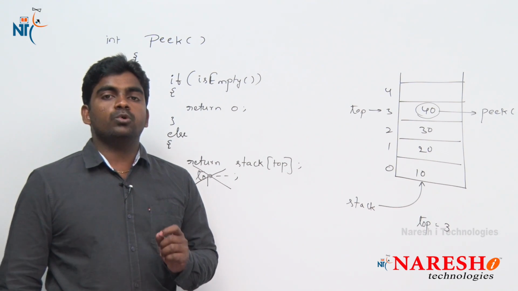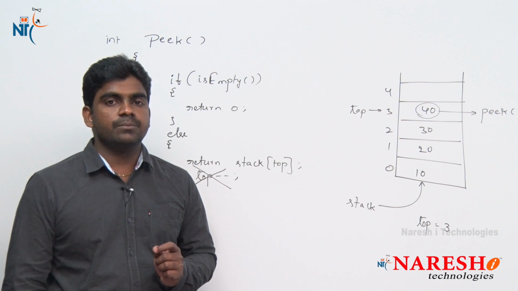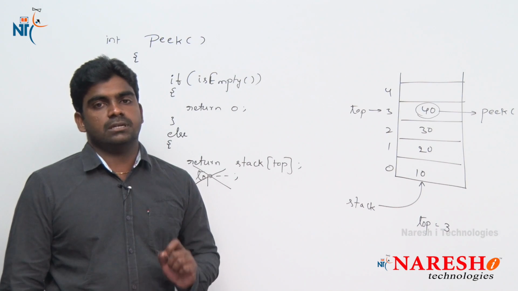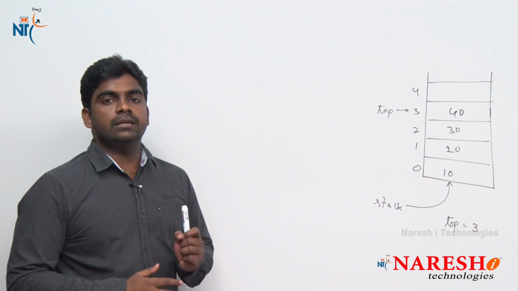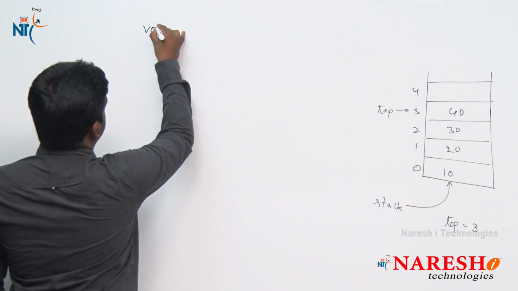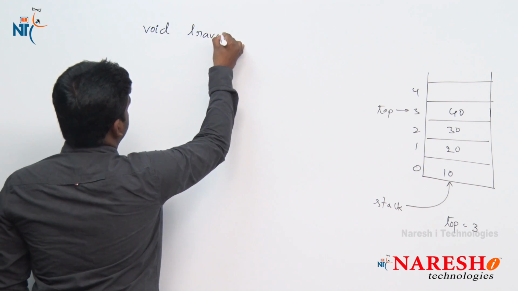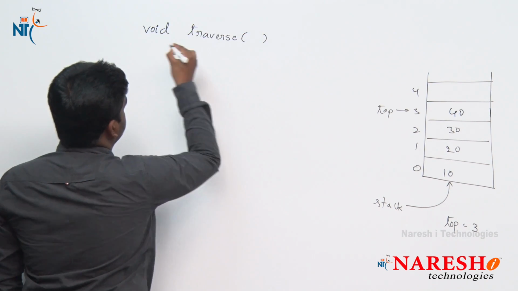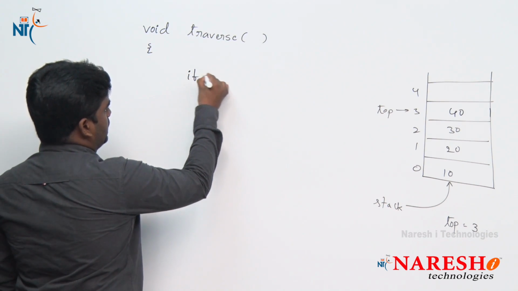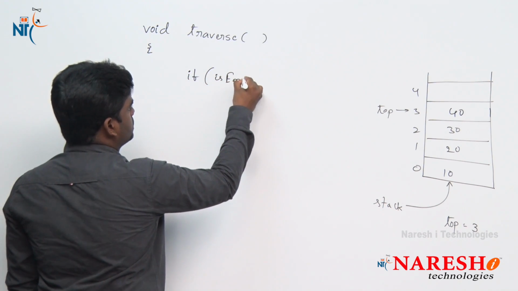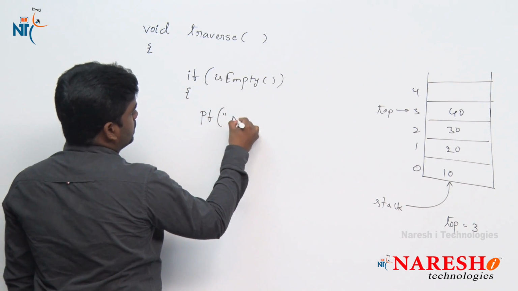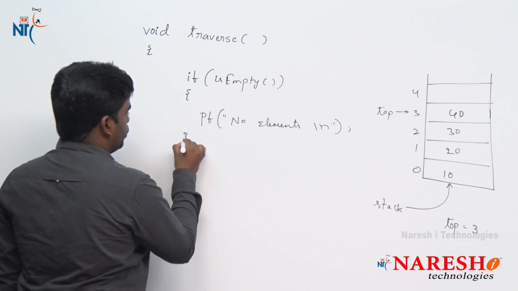What is that? How to traverse the elements. Sir, what is traversing? Printing all the elements of the stack is nothing but a traversal. So the function name we write is void traverse, which prints directly. Traversing means just displaying the elements. First, as usual, we check if the stack is empty or not. Same story: if the stack is empty, we directly print a message, no elements in the stack.